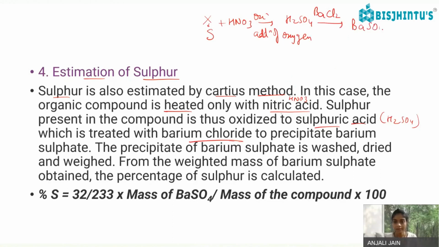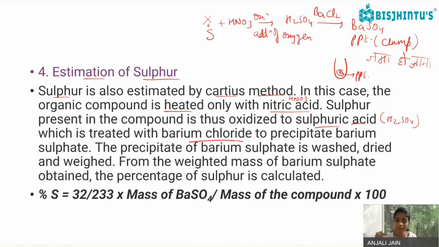Now this will form the barium sulfate precipitate. Precipitate is the clump formation, like in a beaker. This is what is called a precipitate with the barium sulfate. When you react any sulfur containing compound with nitric acid, when the oxidation happens, then sulfuric acid is formed. In the presence of barium chloride, barium sulfate precipitate is formed, and this clump formation is there, so it can be easily washed and dried, and now it can be easily weighed.